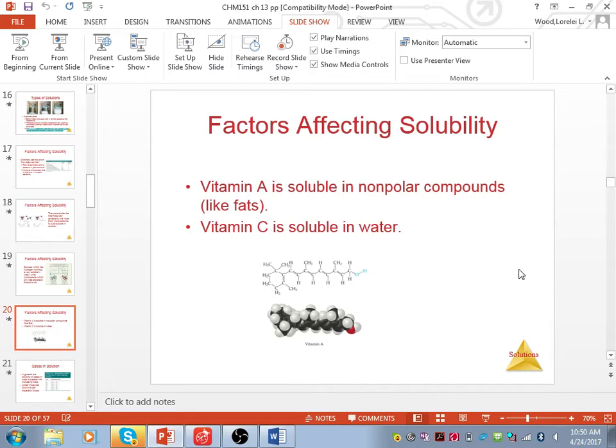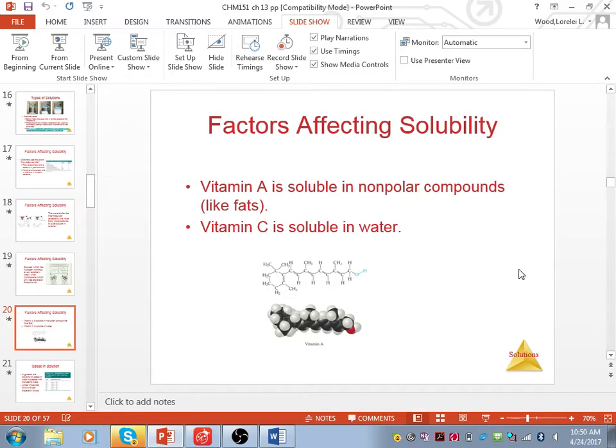And this turns out to be pretty important for human beings, right? Vitamin A is soluble in non-polar compounds like the fats in our body. We can overdose on vitamin A. You can take too many vitamins and it can be toxic. If you take too much vitamin A and your body can't use it all, where it stores it is in the fat of your body, which can lead to higher levels of vitamin A than are necessary for you and can be considered toxic. So you don't want to take too much vitamin A.